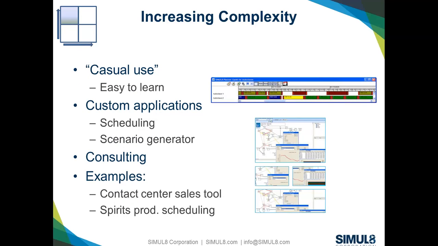Now, if we go up the vertical axis here to the upper left-hand quadrant, this is where I would describe it as kind of casual use for a simulation tool if you should decide to purchase a tool and use it yourself. And when you're a casual user, as Jim mentioned earlier, you need a tool that's really easy to learn. It needs to be easy to learn, and then if you use the tool occasionally or casually, you want to be able to come back to it and model another process, 6 months from now, a year from now.